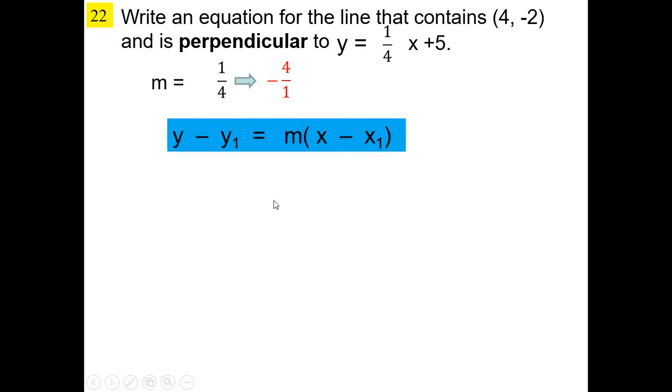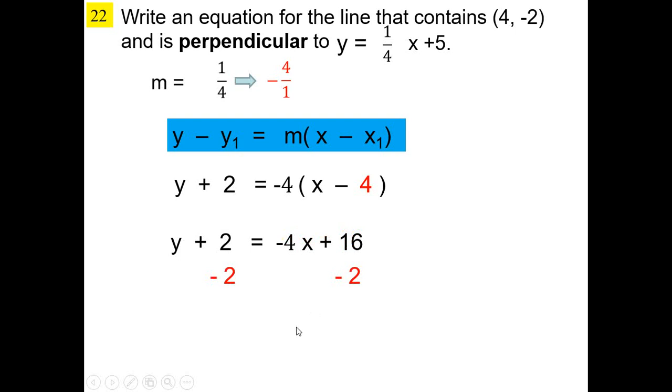I use the point-slope formula. I plug in the -2, which is the y1. Minus a -2 is a +2. I plug in the slope, which is -4. I flipped it over and changed the sign because it was perpendicular. And then I took the 4 and I plugged it in here. So -4 times x, and -4 times a -4 will give you -4x plus 16 here. Got to get rid of the +2, so I subtract 2 from both sides. That's gone. Y is equal to -4x plus 14.